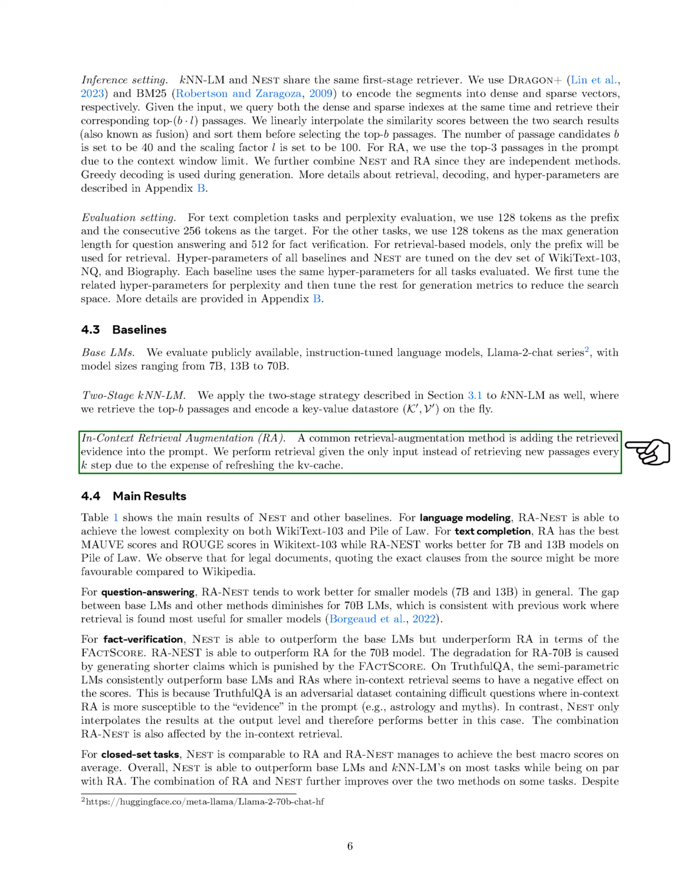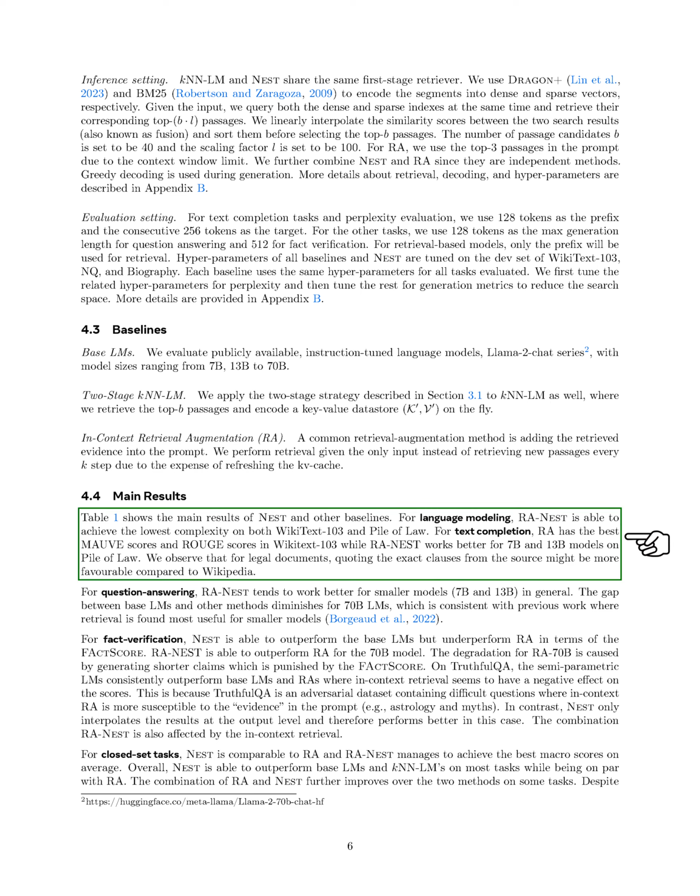Section: Main Results. In this section, we present the main results of our NEST model compared to other baselines. We found that for language modeling tasks on Wikitext 103 and Pile of Law, RAW NEST has the lowest perplexity. When it comes to text completion, RAW achieves the best MAUVE and Rouge scores on Wikitext 103, while RAW NEST performs better for 7B and 13B models on Pile of Law. We noticed that for legal documents, directly quoting clauses from the source is more effective than using information from Wikipedia.